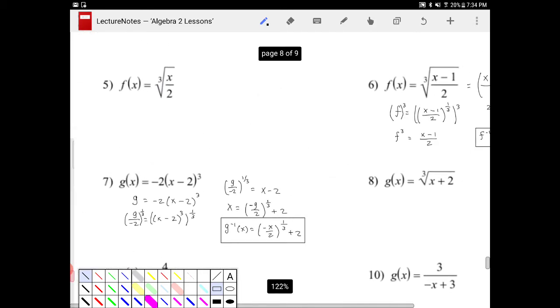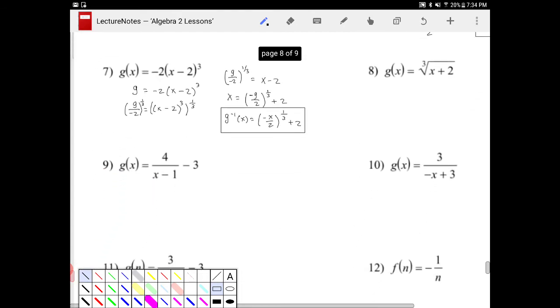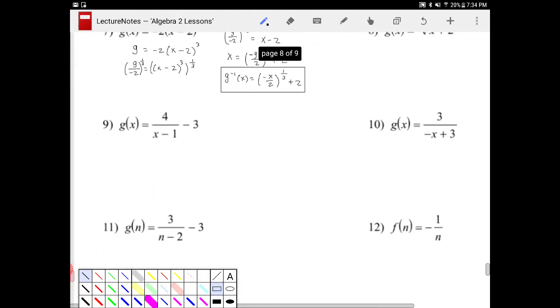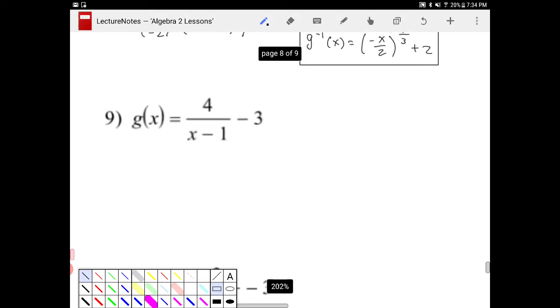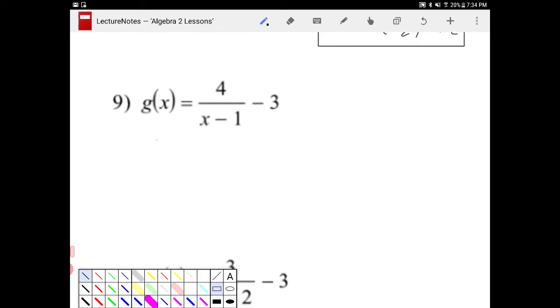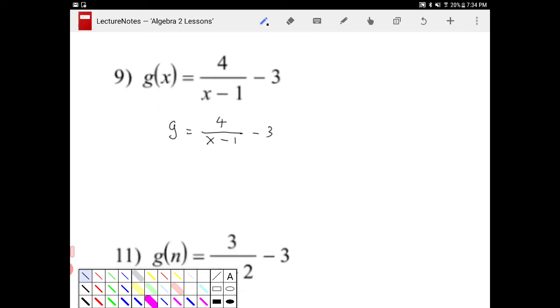And the others are very similar to what I just did. Let's take a look at the next one. Again, I want to solve for the inverse. g of x is equal to 4 over x minus 1, minus 3. So let's see what we can do here. Again, it's the same approach. I'm going to replace g of x with g, and I'm going to attempt to solve for x.